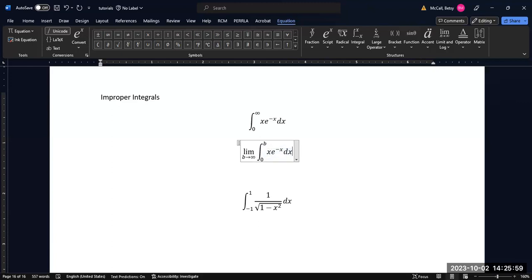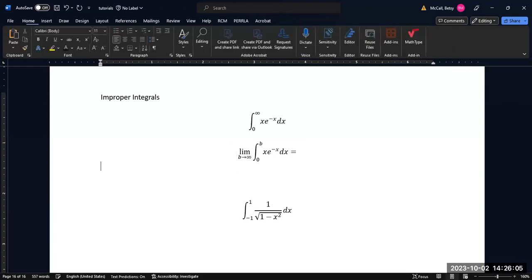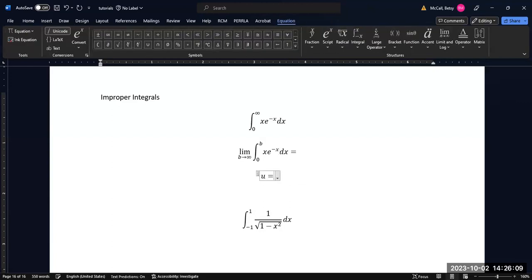So in this particular case, we are looking at integration by parts. So we're going to let u be x and dv be e to the negative x dx. And that means du is dx and v is negative e to the negative x.